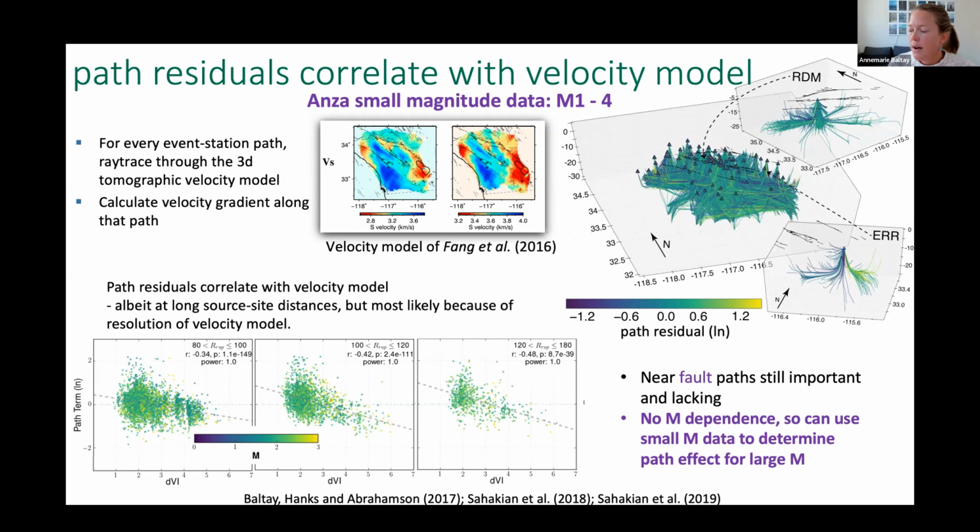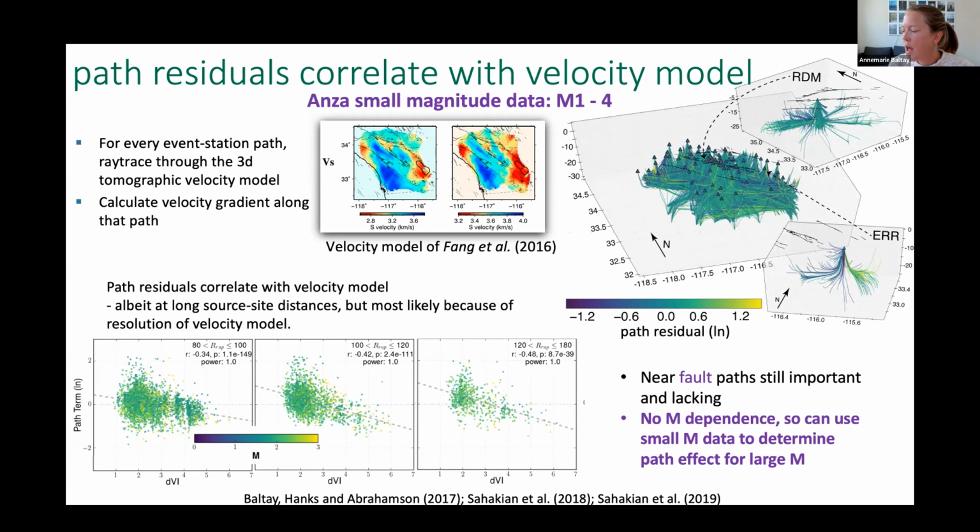So we saw that there is definitely a correlation with the 3D velocity model and the observed ground motion residuals. I will say that we only saw this correlation at longer path lengths. I think that's in part due to the resolution of the velocity model, and perhaps a finer scale velocity model will be able to show these gradients, right? So it's a difference in the velocity model blocks.